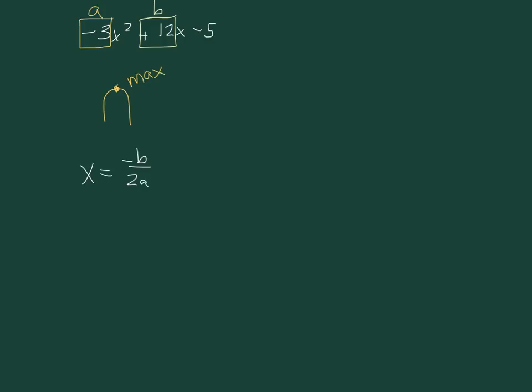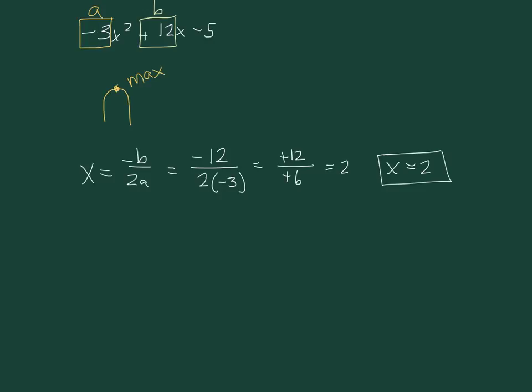And we're going to go ahead and substitute those in. So we're going to go negative b, which is 12, over 2 times negative 3. This is going to give us negative 12 over negative 6. Negatives divided by each other make positives, and 12 divided by 6 is 2. So I know x equals 2 is where the maximum value occurs.